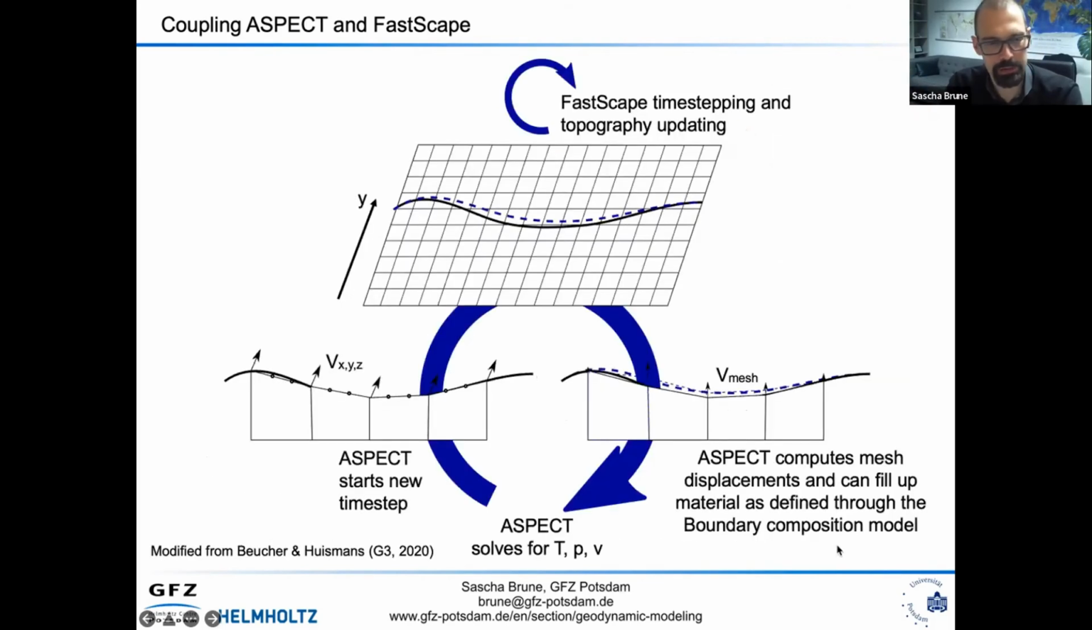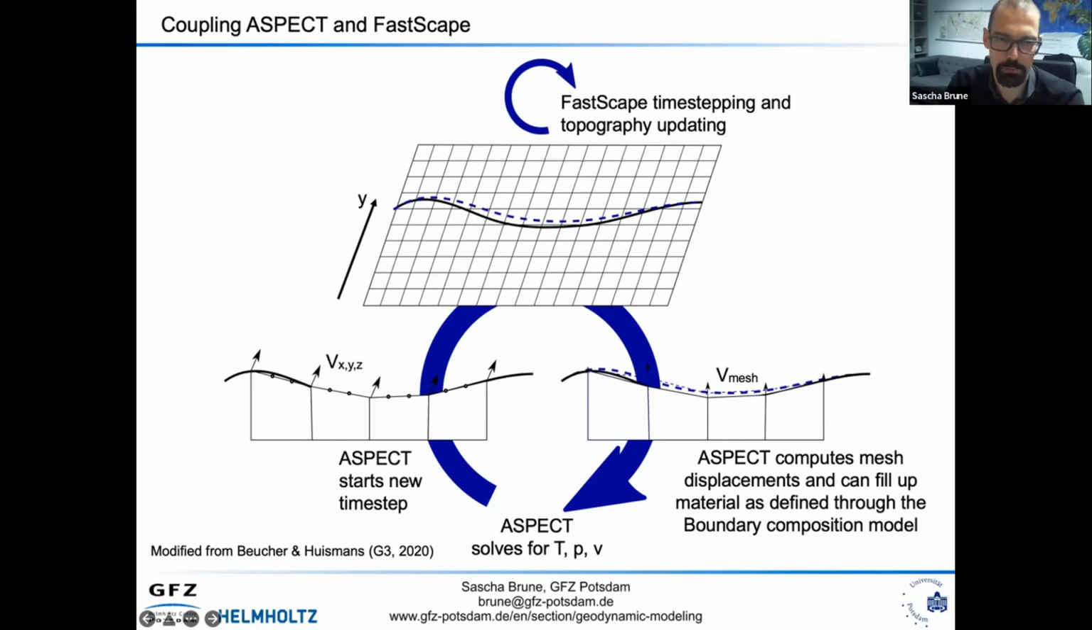How both are coupled is through a big Aspect loop. Let's say this blue arrow is the big Aspect loop. We have a new time step. We compute the surface velocities, and these surface velocities are the U in the Fastscape equation. These are the tectonic driving forces that Fastscape is using as input. Then Fastscape is doing its job. It's making several time steps, equilibrating the surface, eroding onshore, sedimenting offshore. So it's changing the surface.